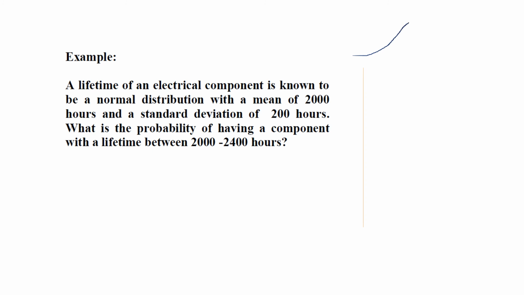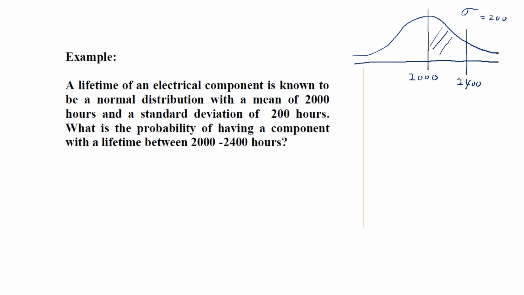So we have a normal distribution, and the mean for this one is 2000, and they want to know about 2400, with a standard deviation of 200 hours. So here they want to know the probability of having a component with a lifetime between 2000 and 2400 hours. So now we want to find the Z.